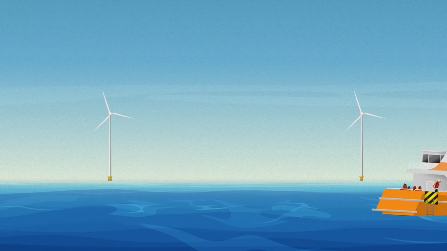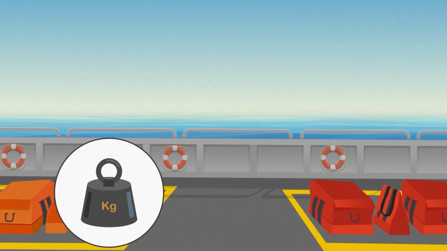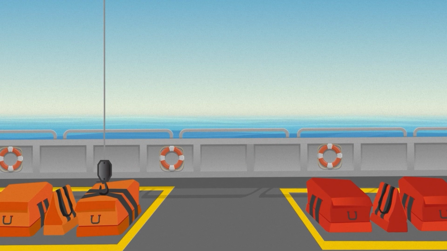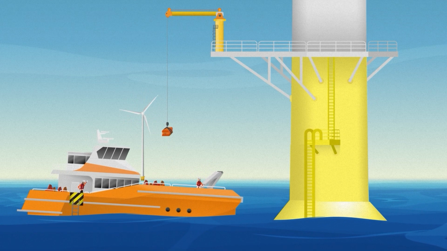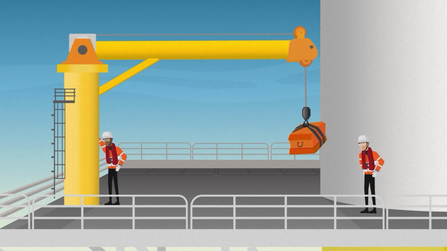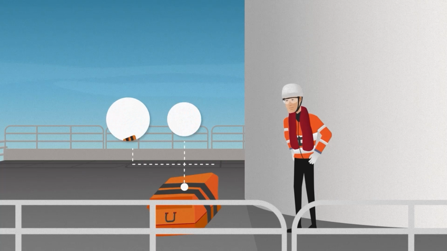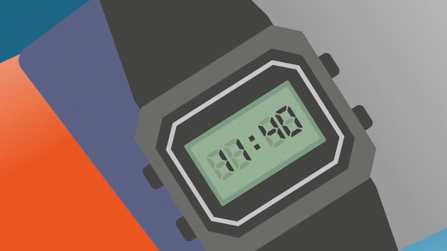A team is transporting important parts and tools to a turbine, and the parts and tools are heavy. So first, they use a crane to move the load from the CTV to the turbine. Then, they need to move the load a few meters across the platform. Because the load is heavy, they're supposed to split the weight into smaller bags to reduce manual handling risk. But that takes time. And they're already behind.